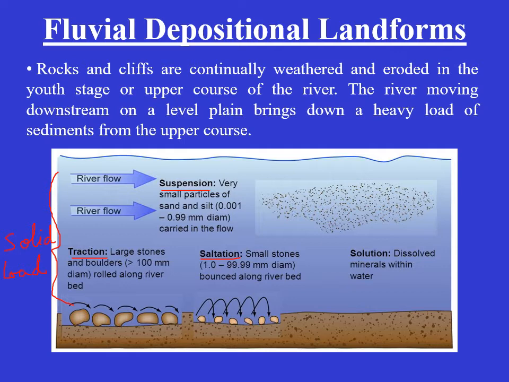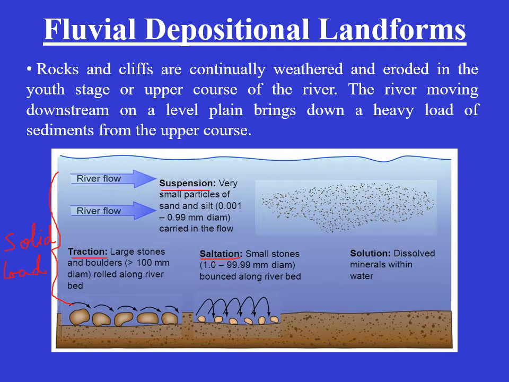And the third process is known as suspension. Here the grains are so fine and so light that they never come in contact with the bottom surface. They always move along with the flowing water in suspension. So these are the four ways by which a river can transport its load, that is, the weathered sediments.